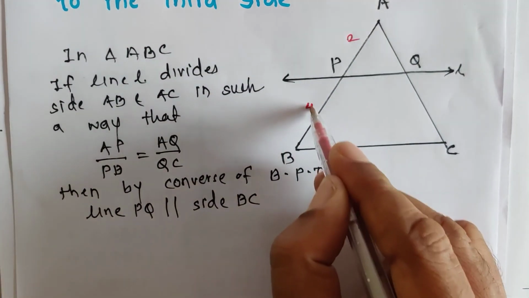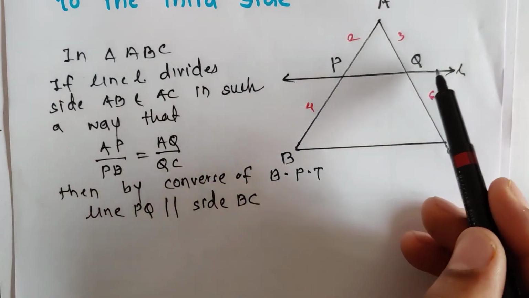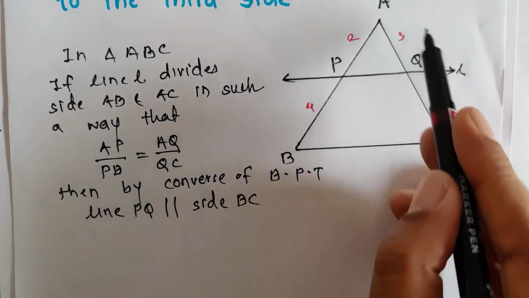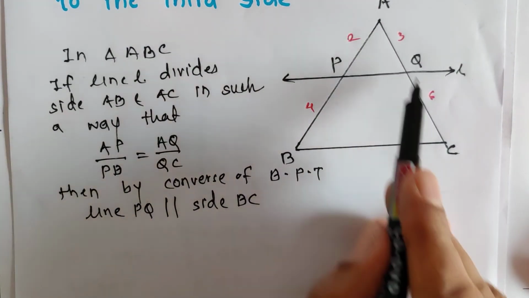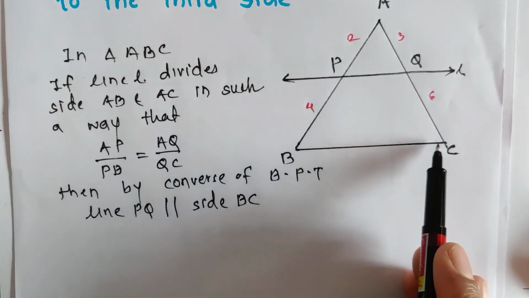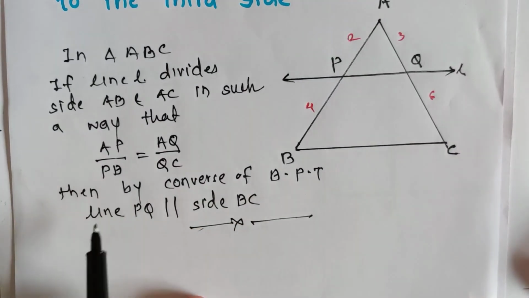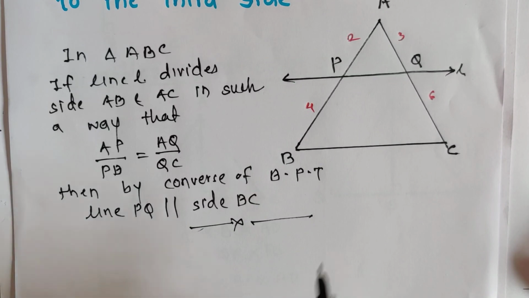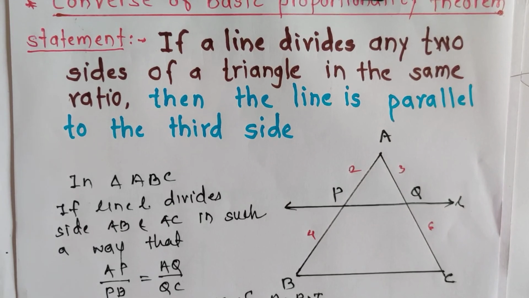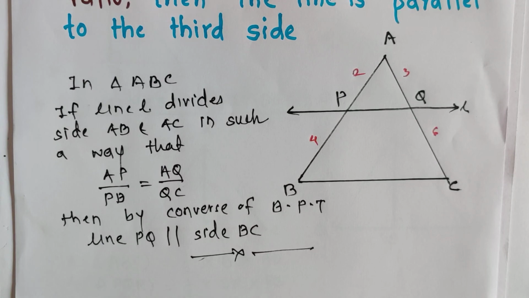This is given 2, 4, 3, 6, these values will be given, and decide whether line PQ is parallel to BC. So first find the ratio: 2 by 4 is 1 upon 2. Then separately find the ratio AQ upon QC, it is 1 by 2. Therefore from 1 and 2, AP by PB is equal to AQ by QC. Therefore by converse, line PQ is parallel to side BC. So in this way we can use this theorem while solving the examples. Remember the statement only and how to use this theorem, because this theorem is not for proof.